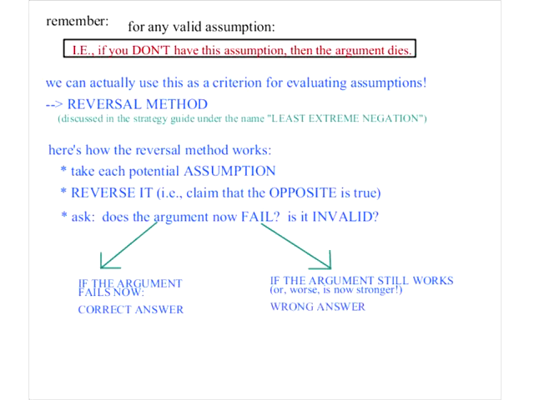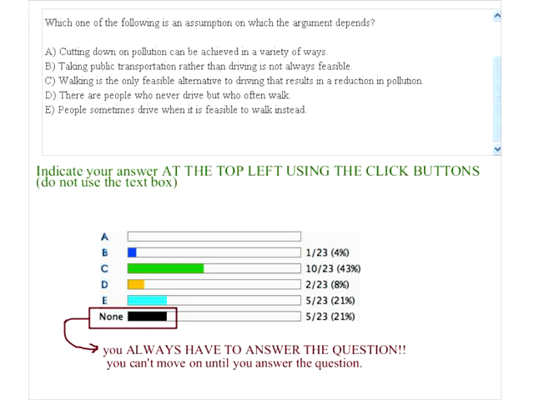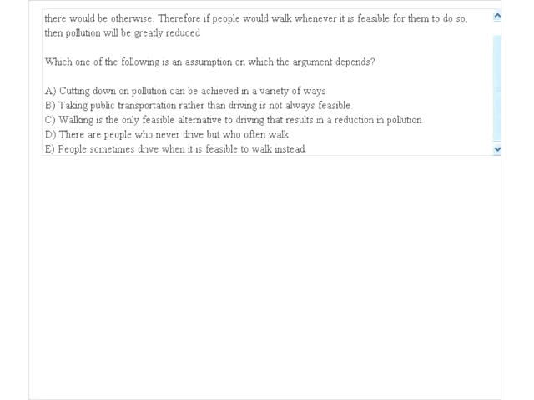So let's apply this method. Let's copy and paste the method. Here's the method. And let's go ahead and look at that problem again that we were just looking at. So here's the problem. And then let's use the reversal method on choices C versus E. And let's start with E.